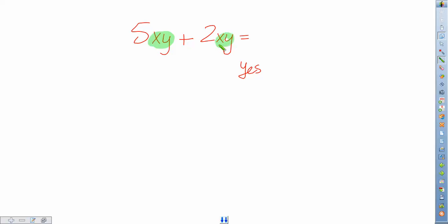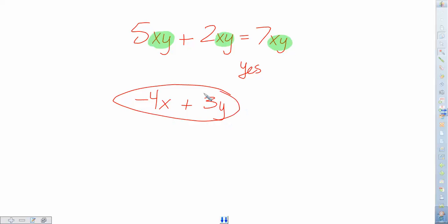They both have the xy's right there. So if I have 5xy's plus 2xy's, I have a total of 7xy's there, right? Makes sense. We know this. But if I asked you to take negative 4x and add 3y, this technically is already simplified, right? Because you cannot combine unlike terms.